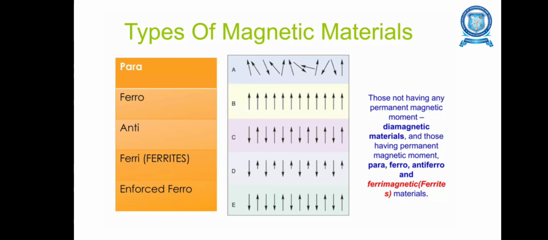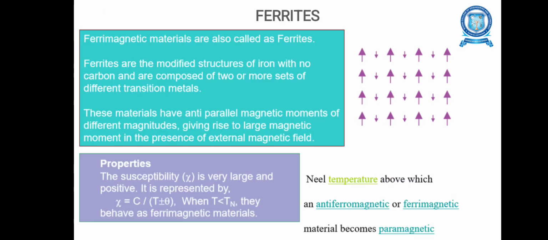Paramagnetic materials have non-uniform magnetic moments, whereas in ferromagnetic materials the magnetic moments are parallel and have the same magnitude. In antiferromagnetic materials the magnetic moments are antiparallel to each other and have the same magnitude, whereas in ferrites the magnetic moments are antiparallel and have different magnitudes. So the other term used for ferrimagnetic materials is ferrites.